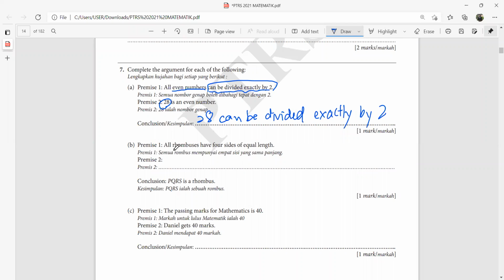So this is the second type, for you to see how to look at it. All rhombuses have 4 sides. PQRS is a rhombus. So PQRS has 4 sides of equal length.